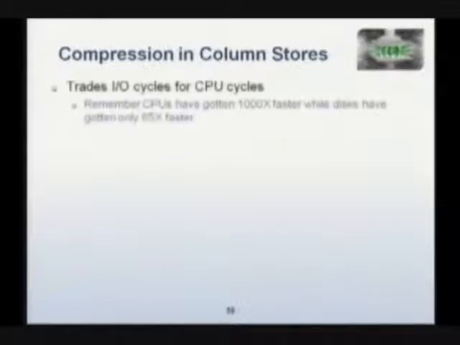Now, the idea of compression is CPUs, remember, they're 1,000 times faster, and disks are only 65 times faster. So what we're going to do is we can use compression to squeeze those columns really, really small, and then make the CPU do the work of decompressing, because the CPUs are 1,000 times faster, and the disks are only 65 times faster. So we're going to trade I/O cycles by reducing the amount of I/O we have to transfer for CPU cycles to decompress that stuff that we read into memory.